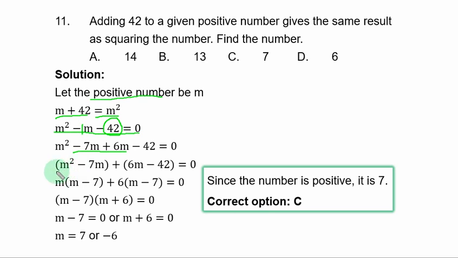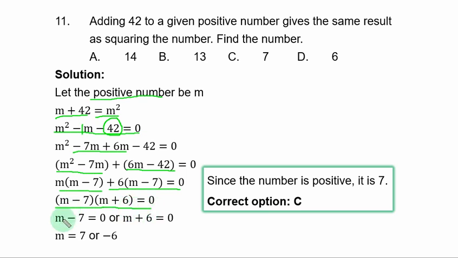The first 2 terms, take the first group. The last 2 terms, take the second group. From the first group, you factor out m, and you are left with m minus 7. From the second group, you factor out 6, and you have plus 6 bracket open, m minus 7 bracket close equal to 0. At this point, m minus 7 is common. If you take it out, you are left with m plus 6 that will form the second bracket.